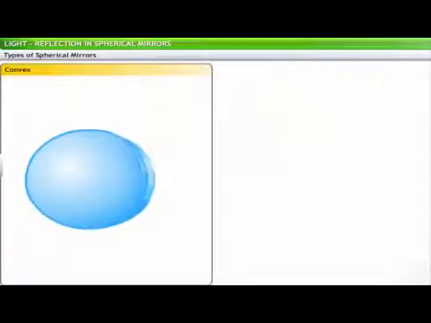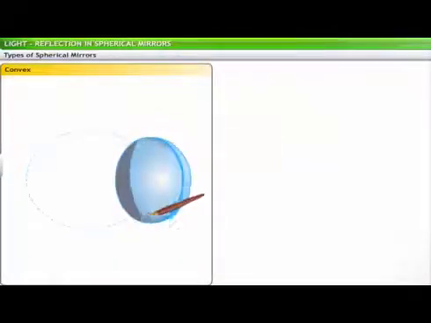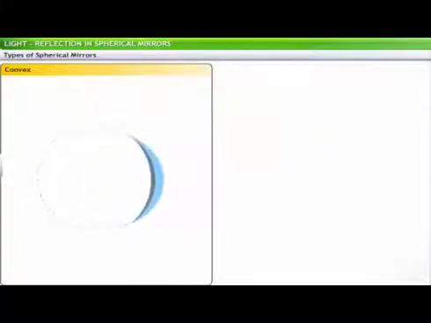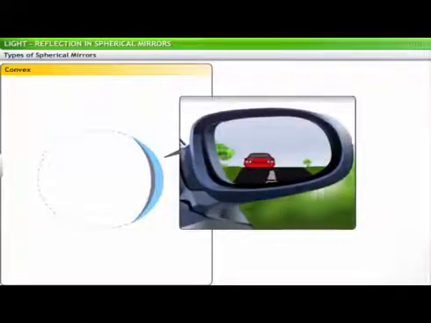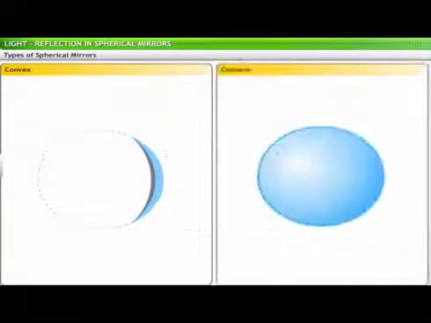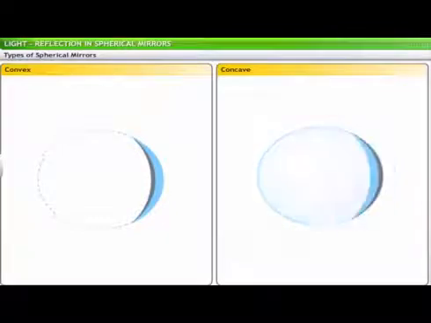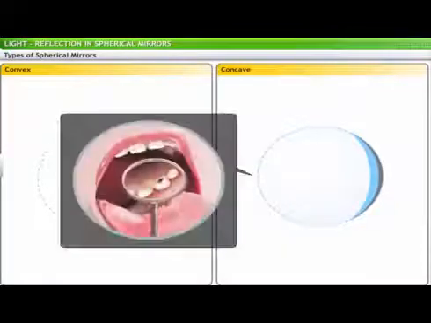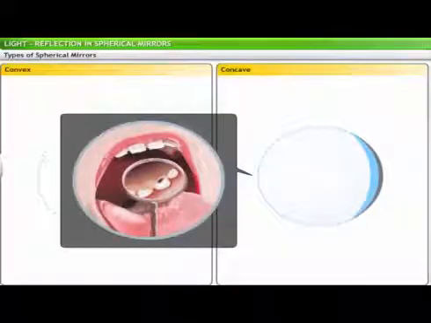A convex mirror reflects light from its outer spherical surface and has a silver coating on its inner surface. Convex mirrors are usually used as rear-view mirrors in automobiles. A concave mirror reflects light from its inner spherical surface and has a silver coating on its outer surface. Dentists usually use concave mirrors to examine teeth.